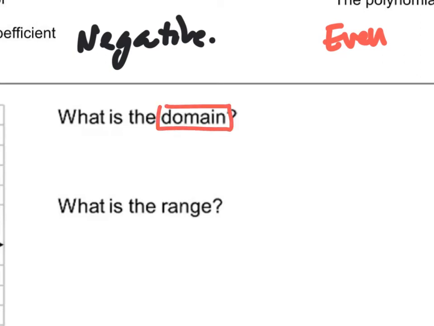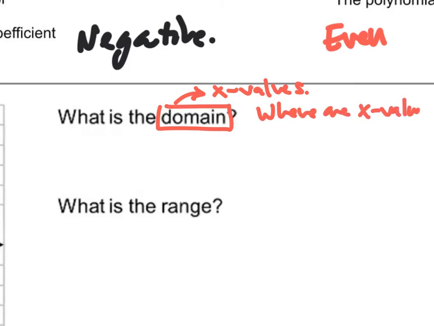What do we think of? Not y, x values. Domain is the same thing as saying x values. Okay. And so it says, what is the domain? Another question would be, where are the x values? Okay, so I'm going to write that. I'm going to say, where are the x values?